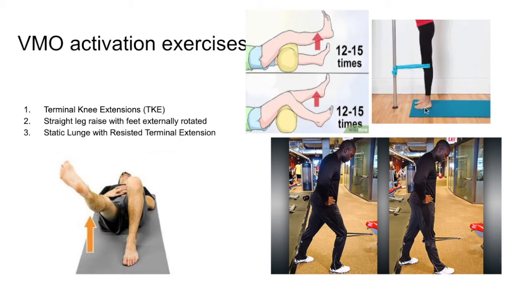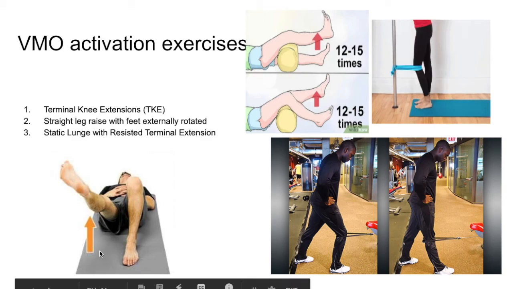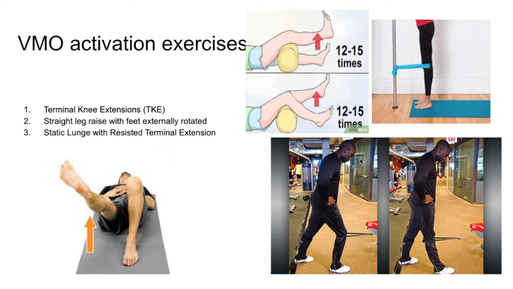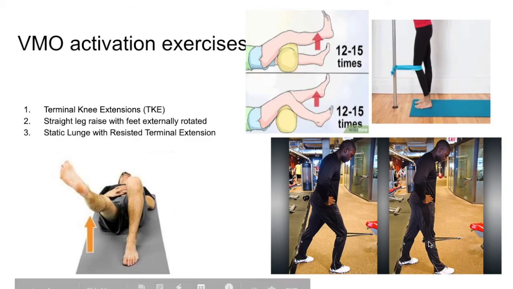Next is the terminal knee extension in the standing position, and this is done with a TheraBand. Here this exercise is called a straight leg raise with the feet externally rotated. Here you ask the patient to externally rotate the foot and raise the leg off the ground along with a slight or minimal knee flexion. And this is a static lunge with resisted terminal extension. Here you ask the patient to go for a static lunge and then come back to a neutral position. When the patient is coming back to the neutral position, the resistance is provided with the TheraBand.